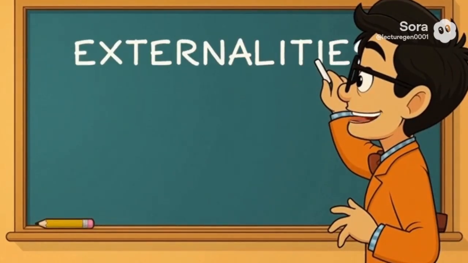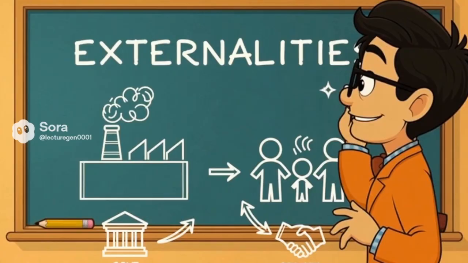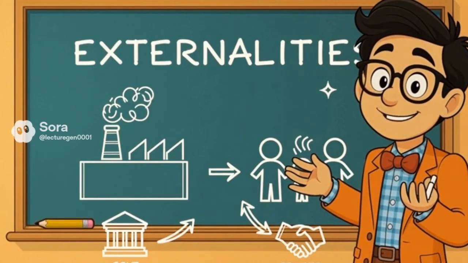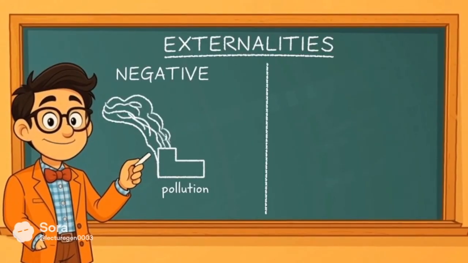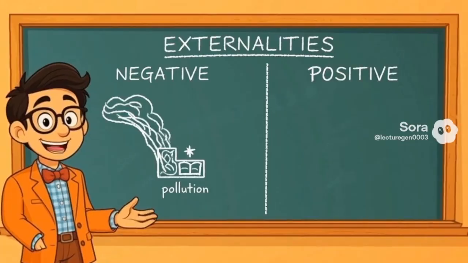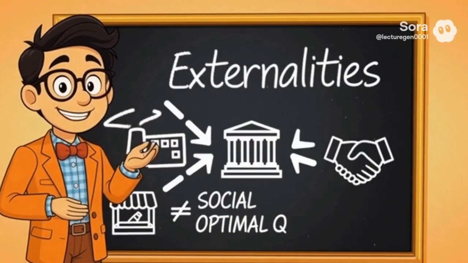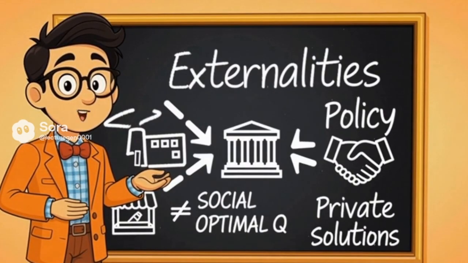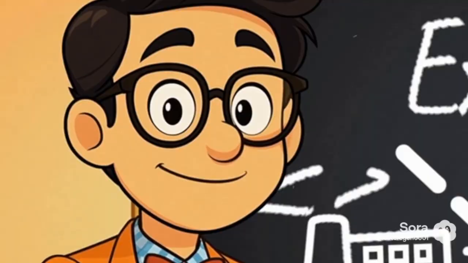Welcome back. Today we'll explore how governments and private individuals address externalities, those side effects of market activity that affect others. Remember, externalities can be negative, like pollution, or positive, like the benefits of education or vaccination. When externalities exist, markets don't produce the socially optimal quantity. That's where public policy or private solutions can help.